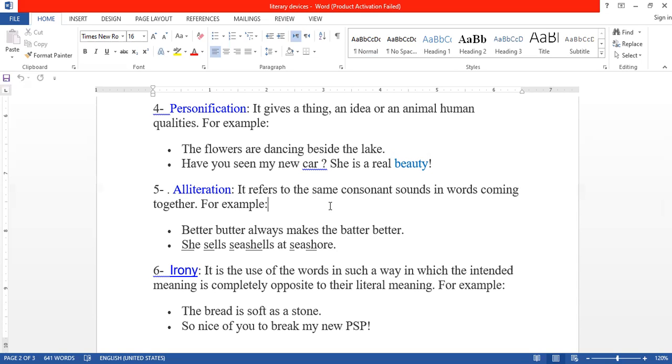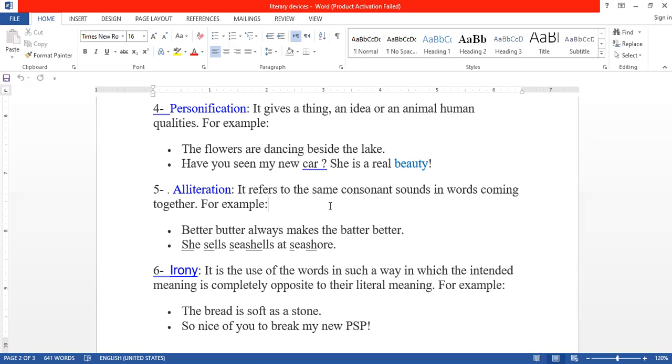She sells seashells at the seashore. Okay, let me explain how the alliteration works. We mainly use alliteration in poetry. All right? We use alliteration mainly in poems. What does that mean, alliteration? It's the repetition of the same consonant sound in one line. What does it mean, consonant sound?